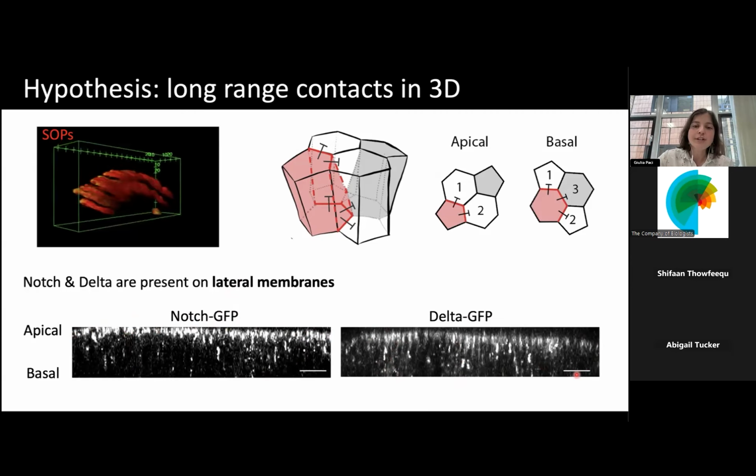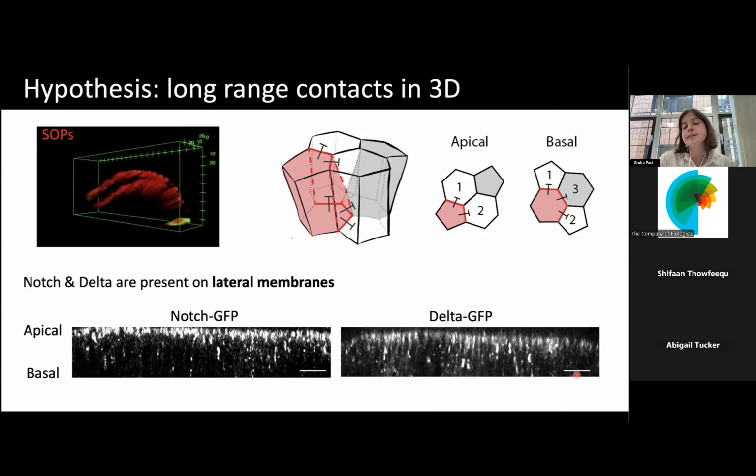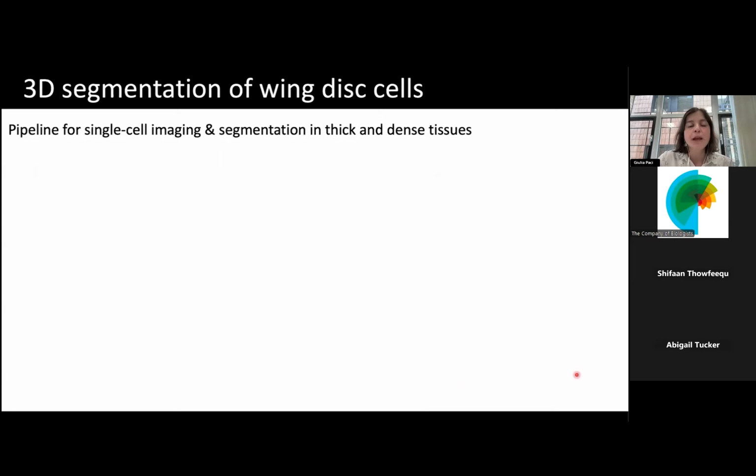So we then wanted to look at these contacts in the context of the tissue, and that required quite a bit of work. So we spent a few years in the lab optimizing imaging and also analysis pipelines to allow us to do single cell segmentation in this extremely thick and dense epithelium. I haven't mentioned this before, but wing disc cells are up to 50 microns tall. So they're extremely elongated, and that makes it really hard to image them all the way through.